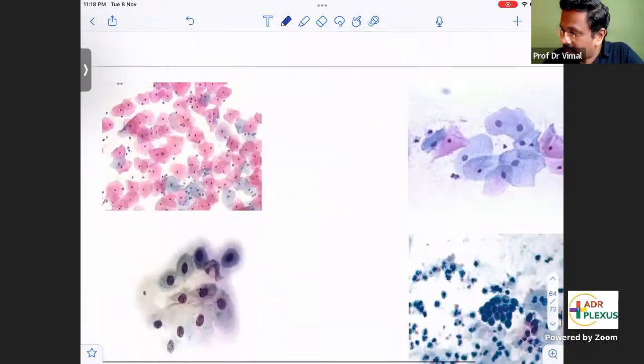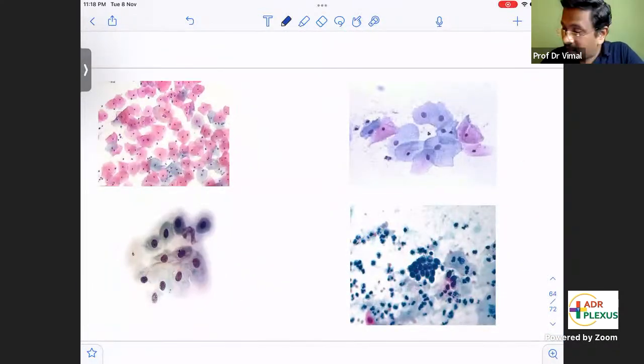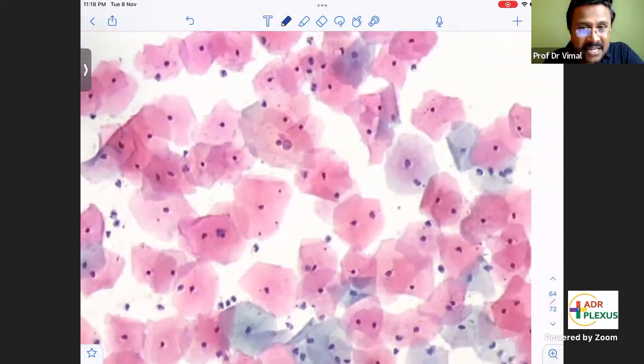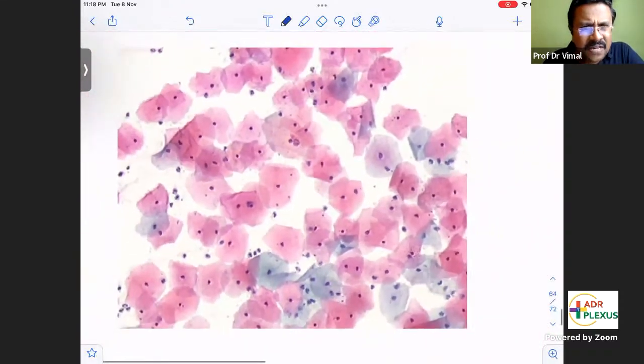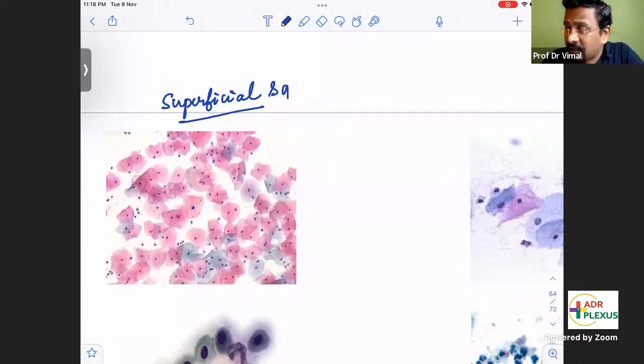Very good. And a quick review about the cells which you can see in a pap smear. When you see these light pinkish cells with the light eosinophilic cytoplasm with a small, dot-like nucleus, these cells are the superficial squamous cells. These superficial squamous cells are estrogen predominant cells, and they will be commonly seen in the proliferative phase of the menstrual cycle.